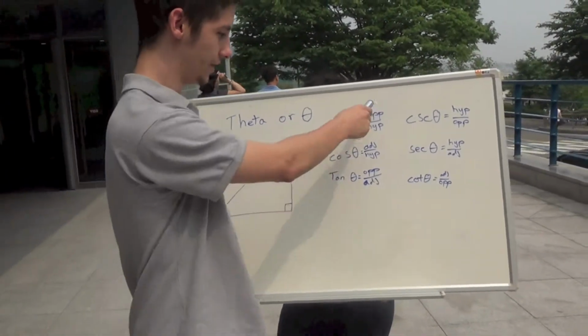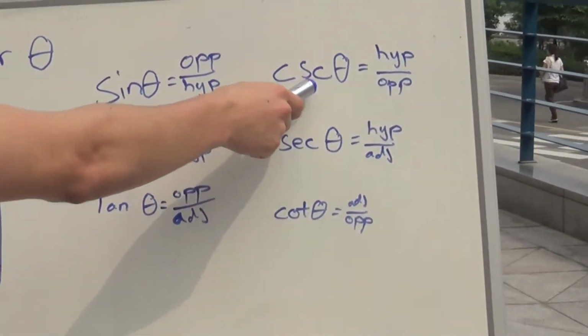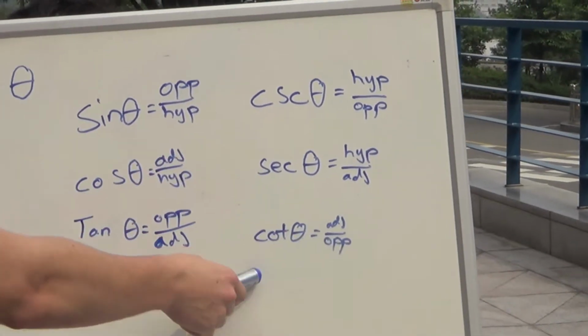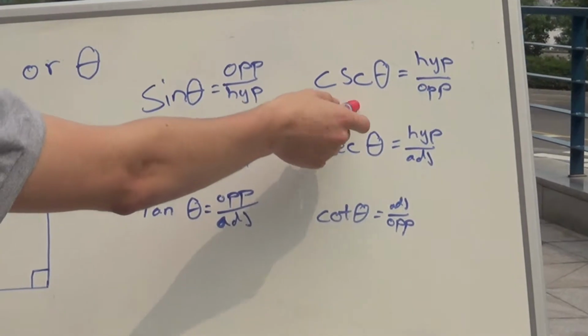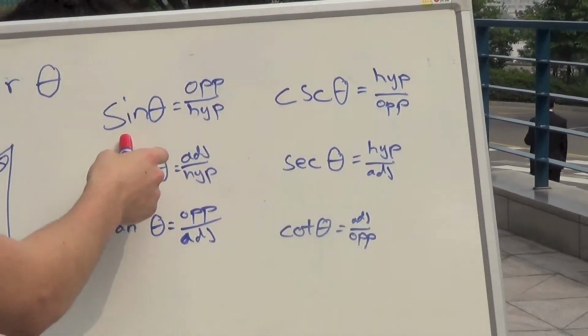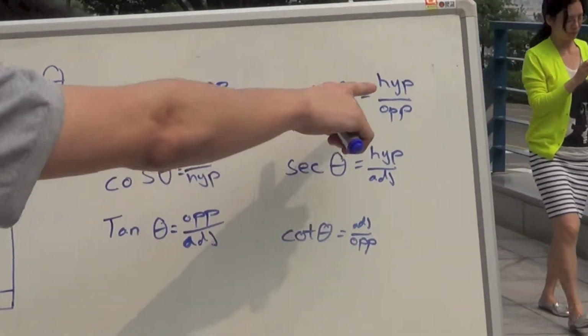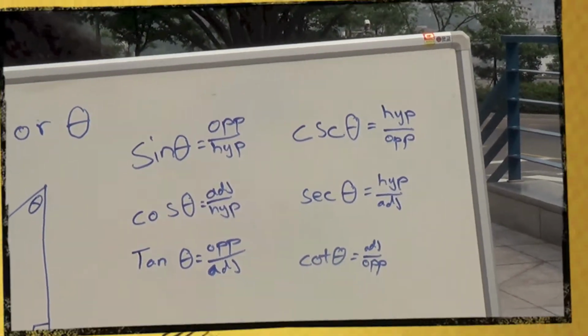And then there are three new ones. That's cosecant, secant, and cotangent. Basically, they're just the opposite of, for example here, cosecant is the opposite of sine. As you can see, hypotenuse over opposite.